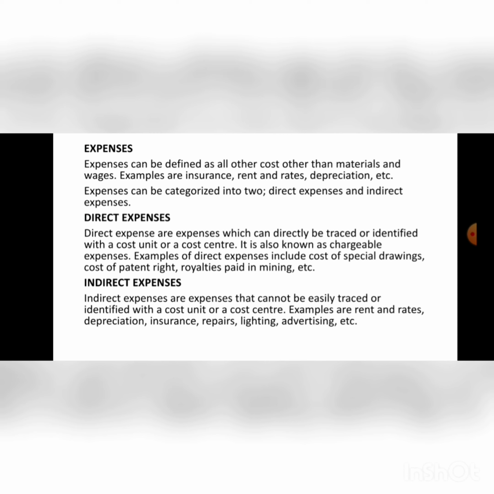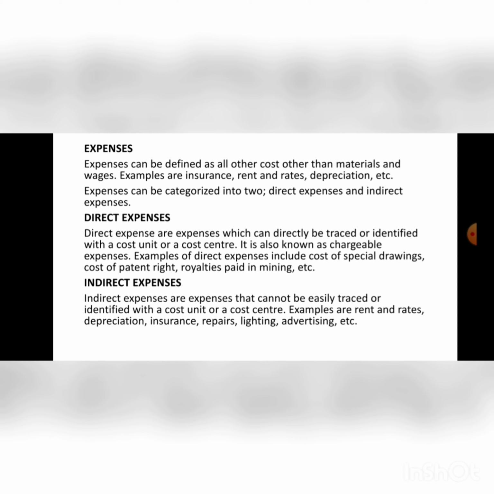Expenses can be categorized into two: direct expenses and indirect expenses. Direct expenses are expenses which can directly be traced or identified with a cost unit or a cost center. They are also known as chargeable expenses. Examples include cost of special drawings, cost of patent rights, royalties paid in mining, etc.